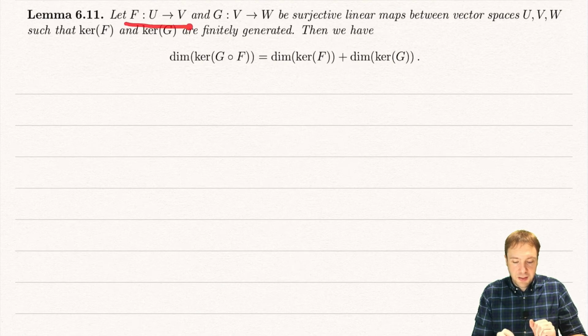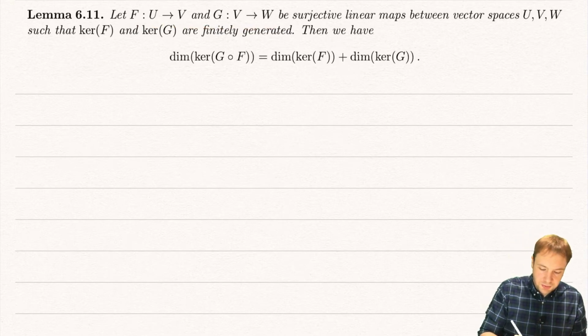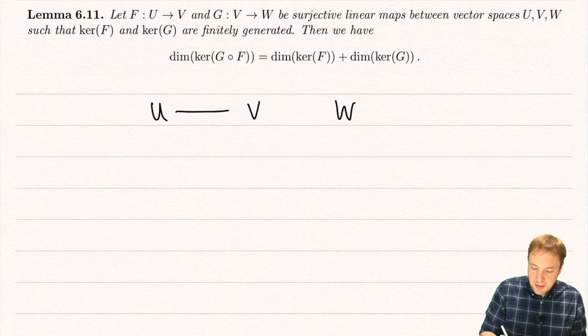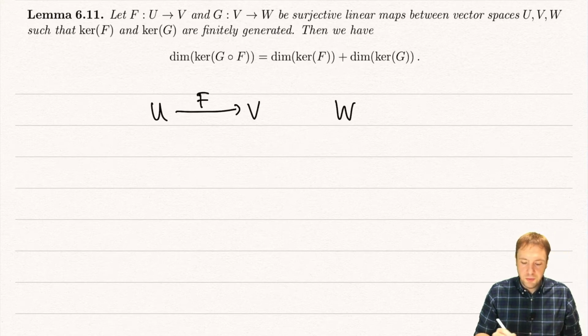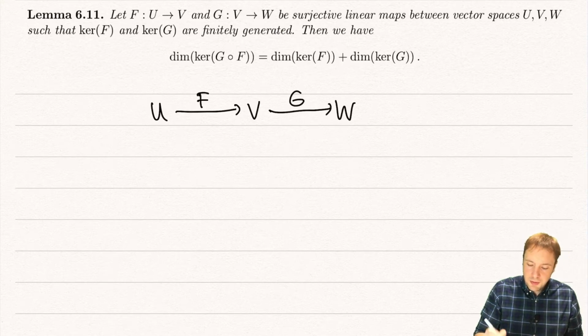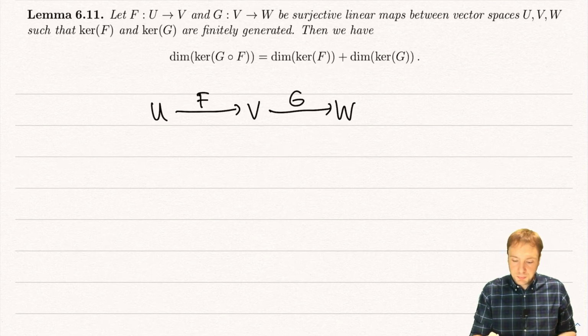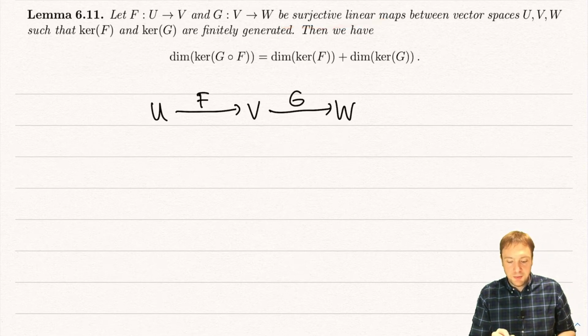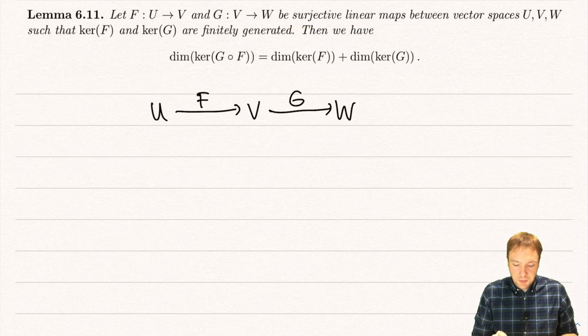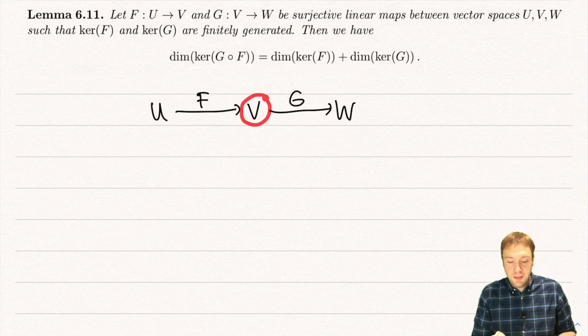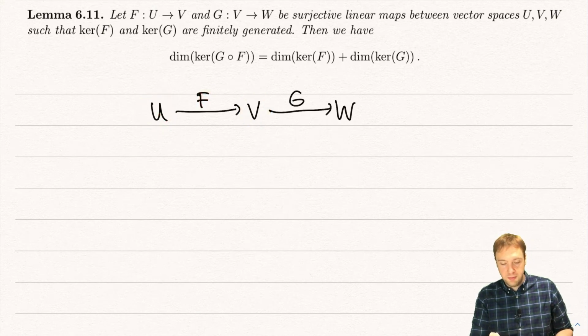So let f and g be 2 linear maps between vector spaces u, v and w. So I have u, v and w, and f is a map from u to v, and g is a map from v to w, and we assume that they are surjective, meaning that for any element in v I can find an element in u such that f of this element u maps to this element in v.